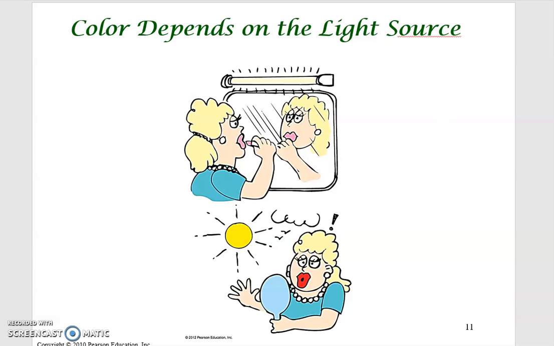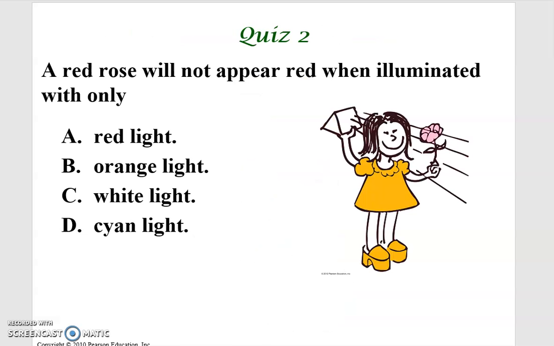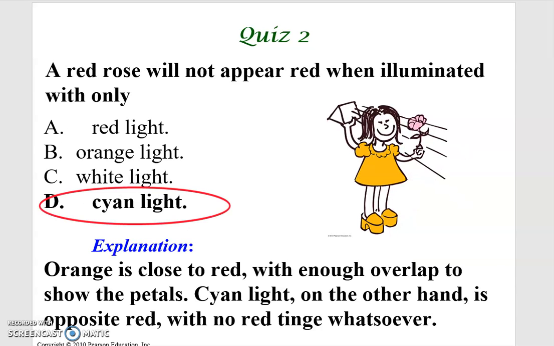But before that, I'm going to give you a challenge, a conceptual quiz, even though I did not explain a lot of physics yet. So you have the red rose. Now, under what kind of scenario will it not look red? You have been provided 4 different kinds of light source here. So the answer is D, the cyan light.